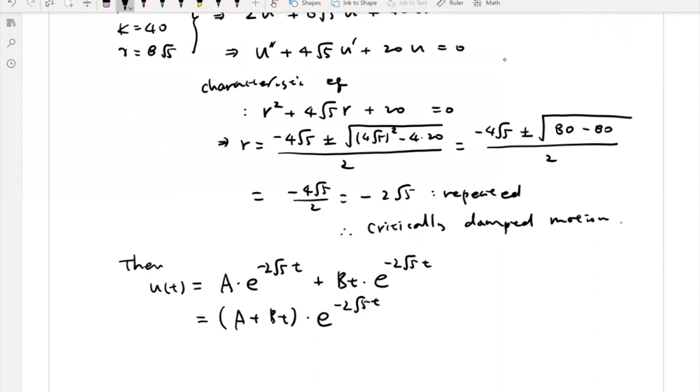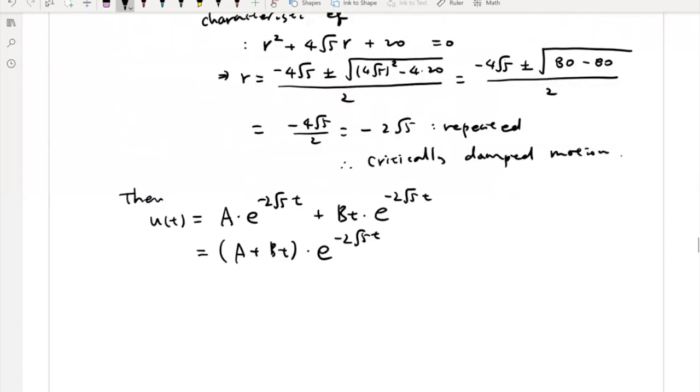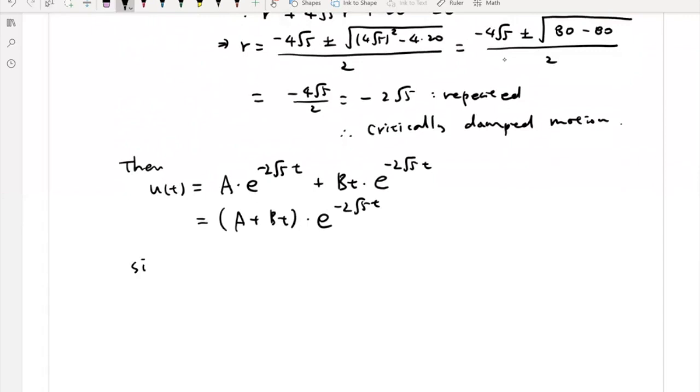Then now we have to decide the coefficients a and b, right? Let me use the first initial condition, which is u of 0 was 0.1, right? Or we can just write it as 1 over 10, okay? When you plug in 0, then your a is equal to 1 over 10. You understand what I'm saying, right? When you plug in 0, this part equals 0, and the exponential function part is equal to 1. That's why your a is equal to 1 over 10, okay?